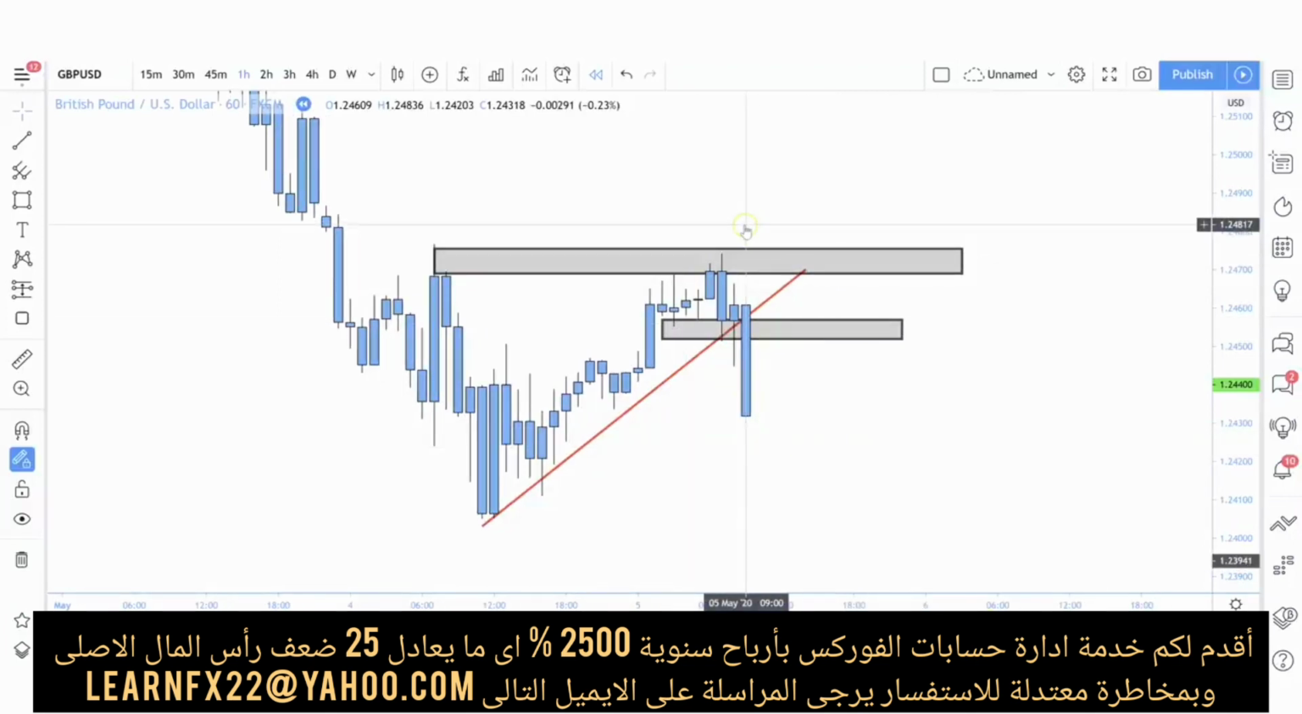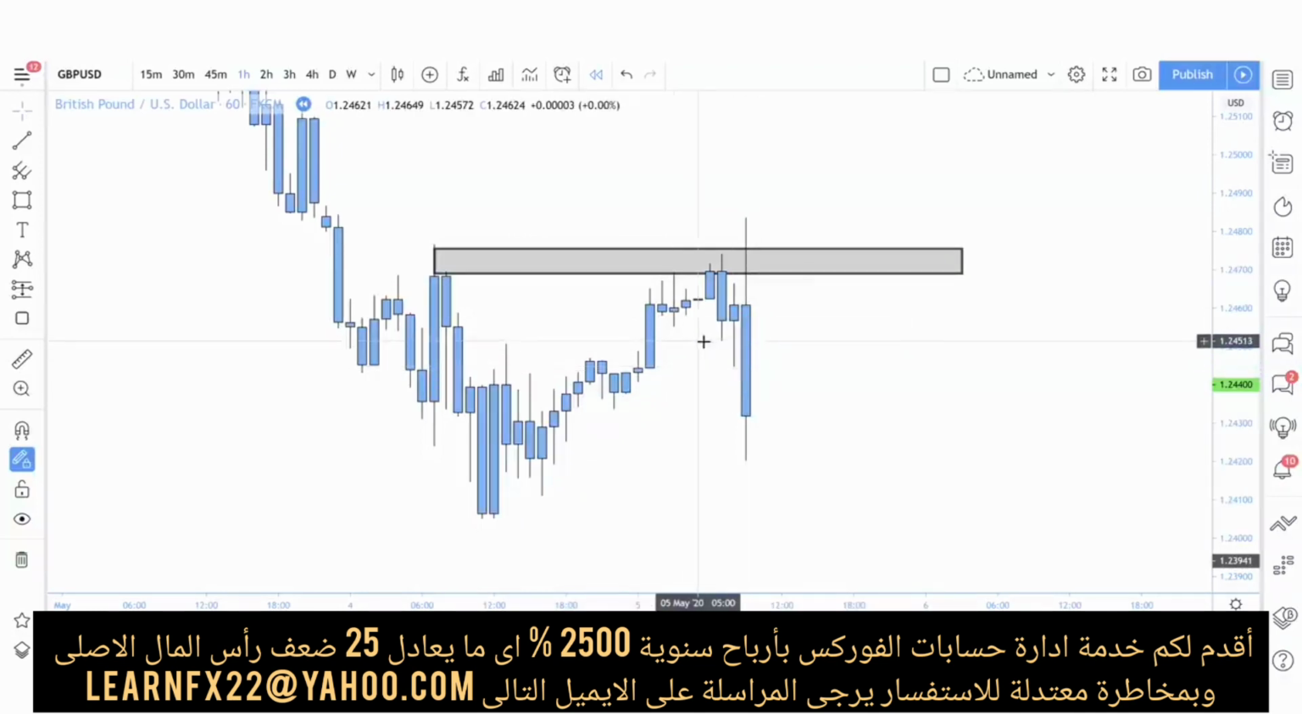So price attempted to break out of this structure. It failed, and as you can see, we've just smashed the previous higher low, which clearly is indicating a reaction from this level. And also at the same time, we can see that there is strong bearish sentiment in the market. So for that reason, I'm going to identify this as a potential reversal in the market. So just another lesson here.